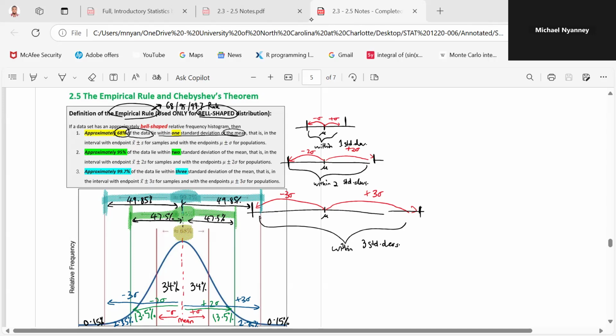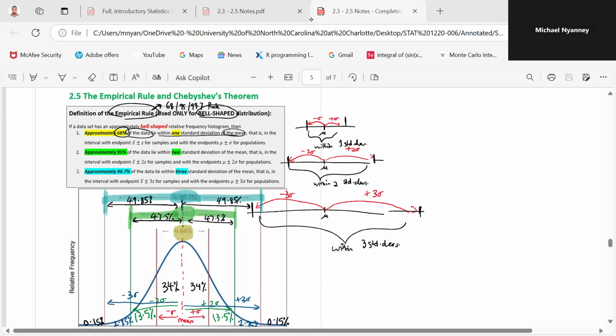So how do we do that? We are saying that if we have a bell-shaped distribution, we have two parameters, the mean and the standard deviation. So we add the standard deviation to the mean and we subtract the standard deviation from the mean. If we do that, we've gone one standard deviation of the mean, and we've created an interval. By the empirical rule, approximately 68% of our data set will be within this interval.